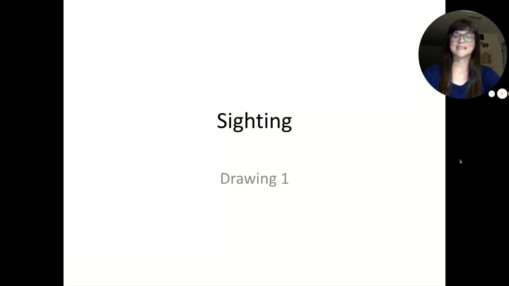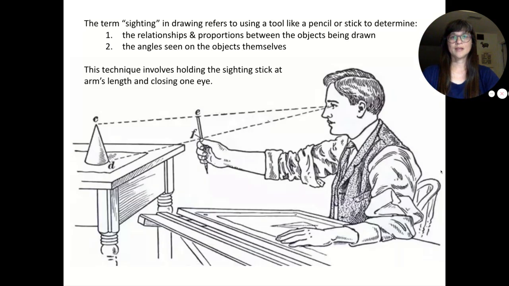Hi everyone. Today let's talk about sighting. This is a term in drawing that refers to using a tool, like a pencil or a stick, to determine the relationships and the proportions between the objects that are being drawn and the actual angles that you see in the objects themselves. So there's two things that you're trying to capture with this technique.